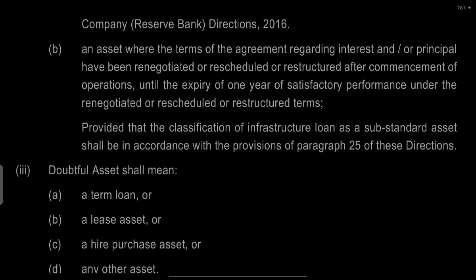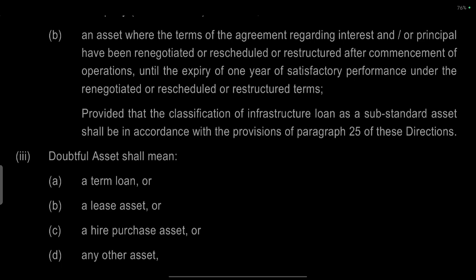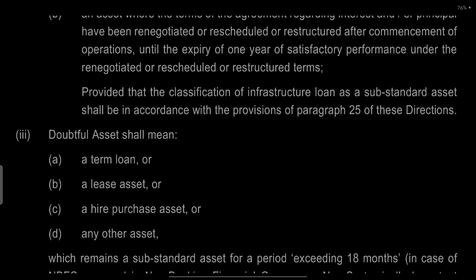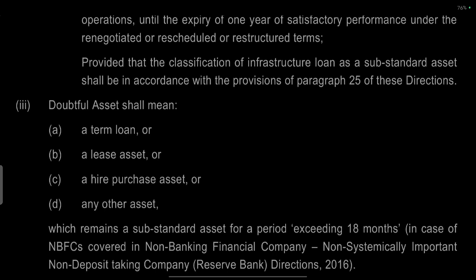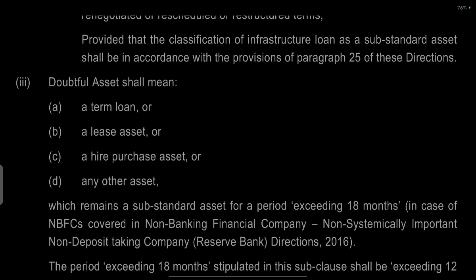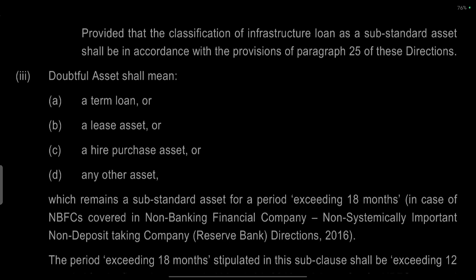Other assets where the terms of the agreement regarding interest and principal have been renegotiated, rescheduled or restructured after the commencement of operation, until the expiry of one year of satisfactory performance under the renegotiated, rescheduled and restructured terms. Provided that the classification of restructured loans and non-standard substandard assets shall be according to the provisions of para 25 of the directions.